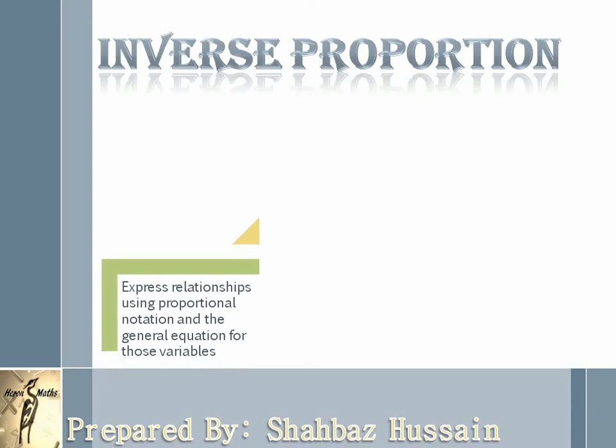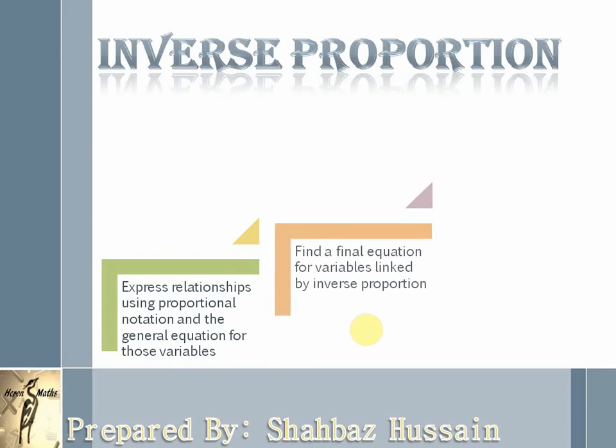So, the further extension of the topic: inverse proportional, or inversely proportional. The main key of this topic is to express the relationship using proportional notation and the general equation for those variables. This is the first key step: to express the question in the general equation by using the proportional notation and the constant of proportionality, which is k times, to attach the variable equation for those variables, whatever the variables are.